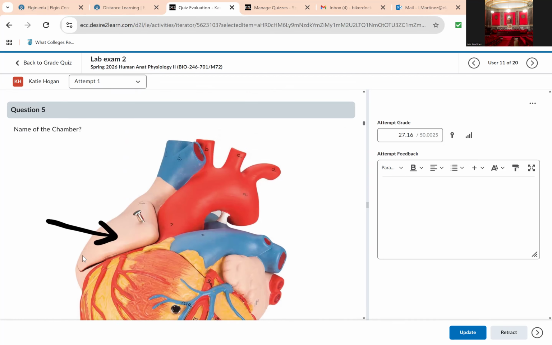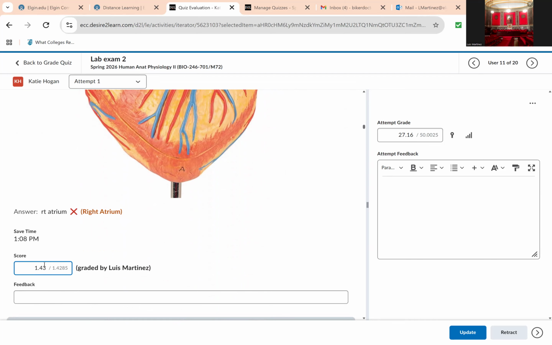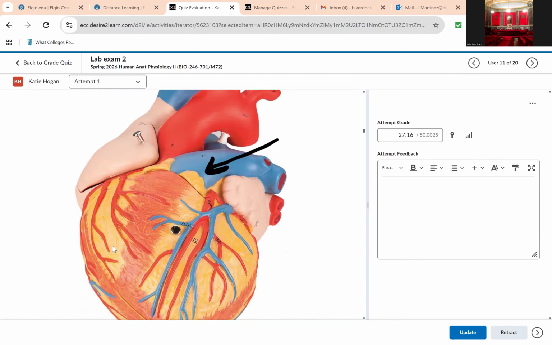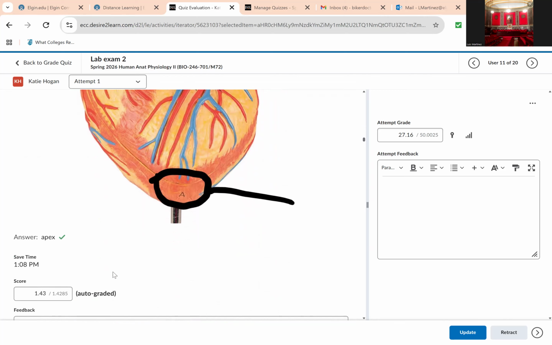For question number 5, the name of this chamber of the heart here, you wrote that was the right atrium. The computer, again, marked it wrong because it's not the exact same spelling of the answer as it was given to D12, but I awarded you the 1.43 points. And if you look carefully, the question is worth 1.4285. I round that up to 1.43 for every single correct answer that I have to add. This one here, pulmonary trunk, you got the point. Pulmonary trunk, correct. Apex, correct.